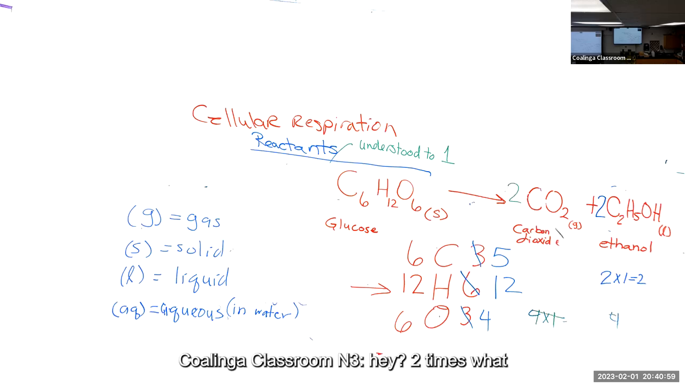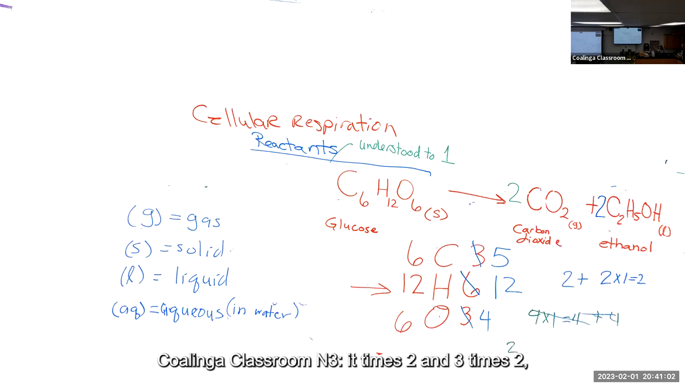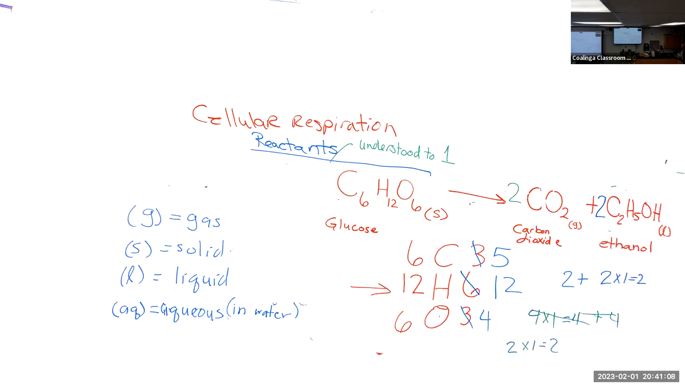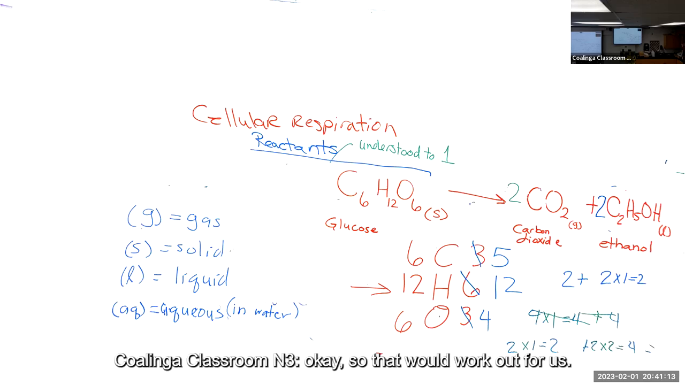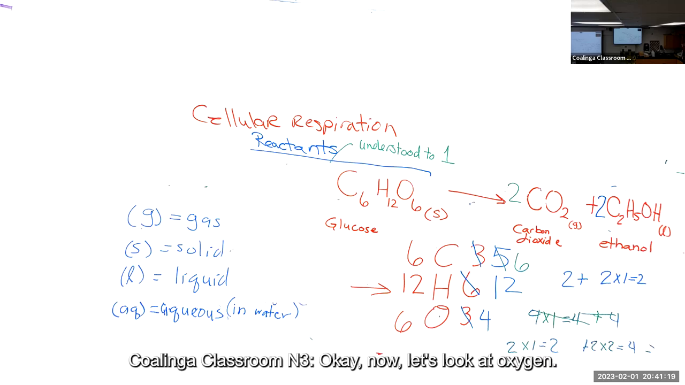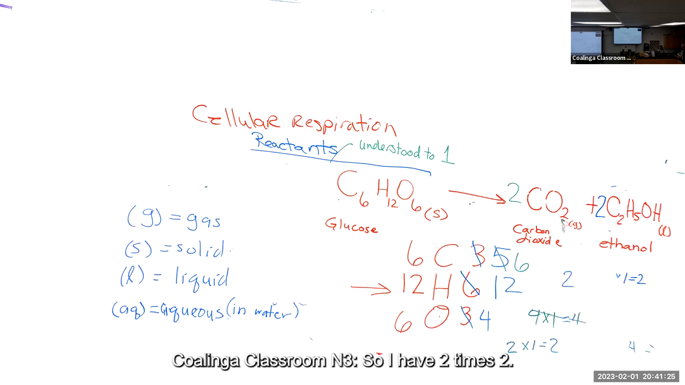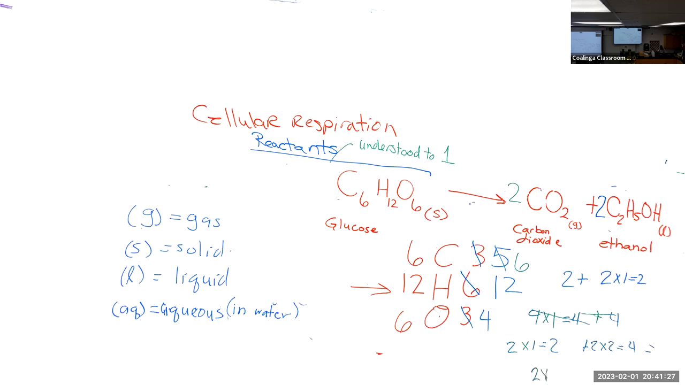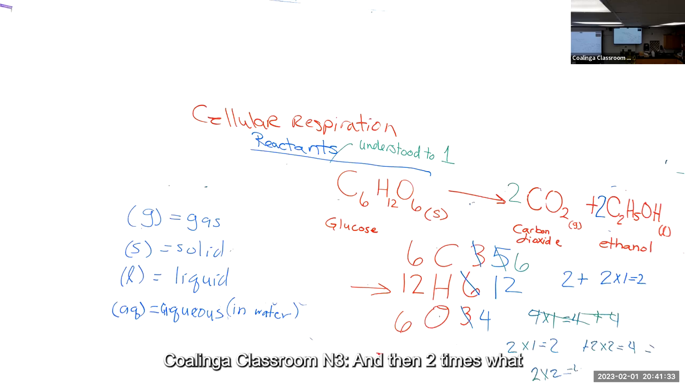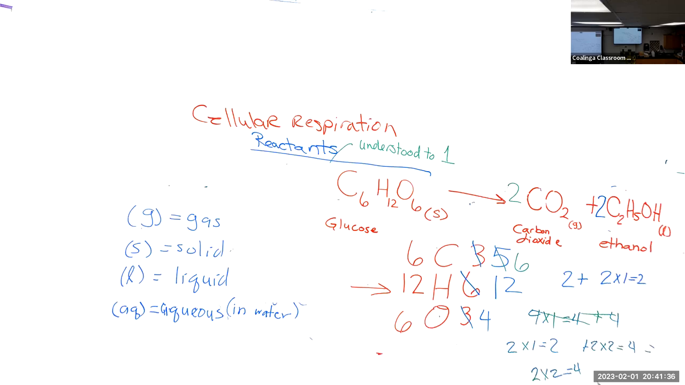So if I use a 2, 2 times 1, 2 times 2, and 2 times 1 is 2, and then 2 times 2. Okay, so then that's a total of 6. So that would work out for us. Now we have to look at the oxygens. So I have 2 times 2, which is 4. And then 2 times 1. So that's a total of 6.